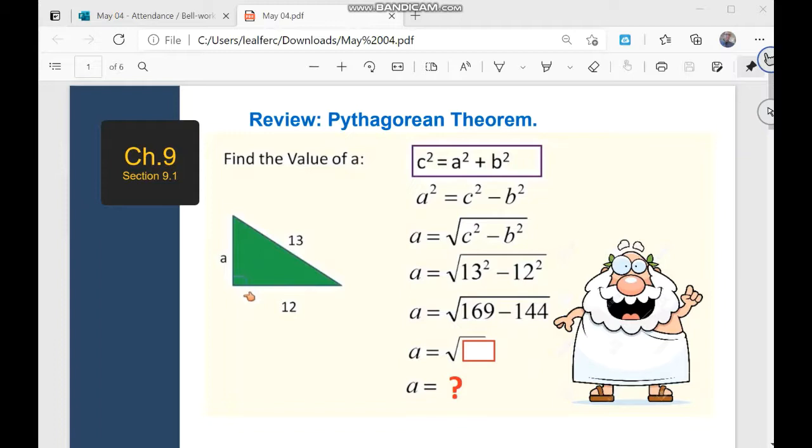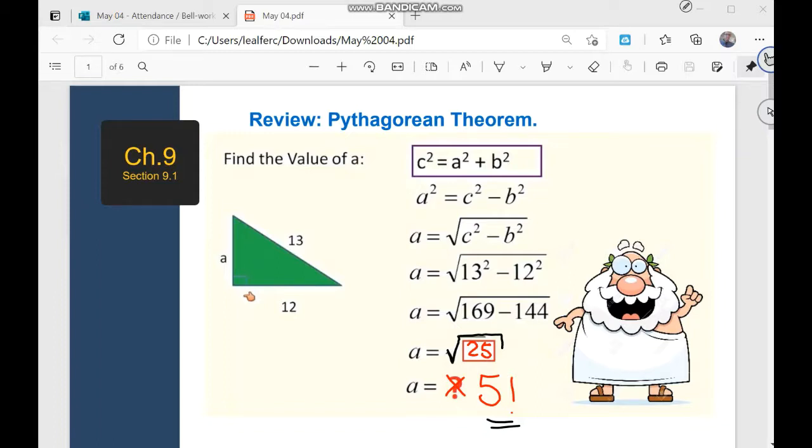Yes, makes a lot of sense. Thank you, Drayden. If you subtract 169 minus 144, this is going to be 25. And now you have to find the square root of 25, and the square root of 25 is 5. 5 is the right answer. Excellent. Thank you, Kimani. Thank you, Joelian. Perfect. Very good. And Pythagoras is happy. You know how to apply his formula.